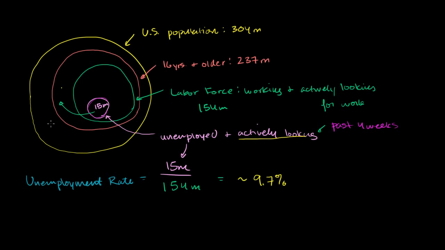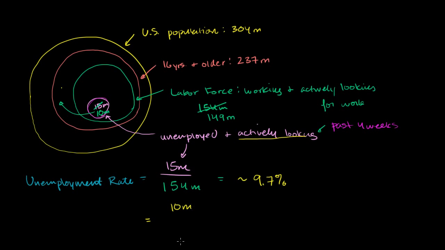If you did that, what happens? Well, now the official unemployed number is going to be 10 million. And what's the labor force number? Remember, they went completely out of this green circle over here. So they also left the labor force. So the labor force number is now 149 million.